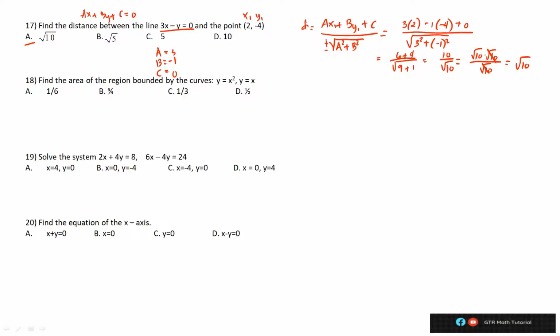So, positive na lang. Okay, so next, number 18. Find the area of the region bounded by the curves y equals x squared and y equals x. So remember that the formula for area is the integral of upper curve minus lower curve. So ano ba ang graph niyang y equals x squared and y equals x? So parabola yan, tsaka straight line na naghahati sa first quadrant and third quadrant.